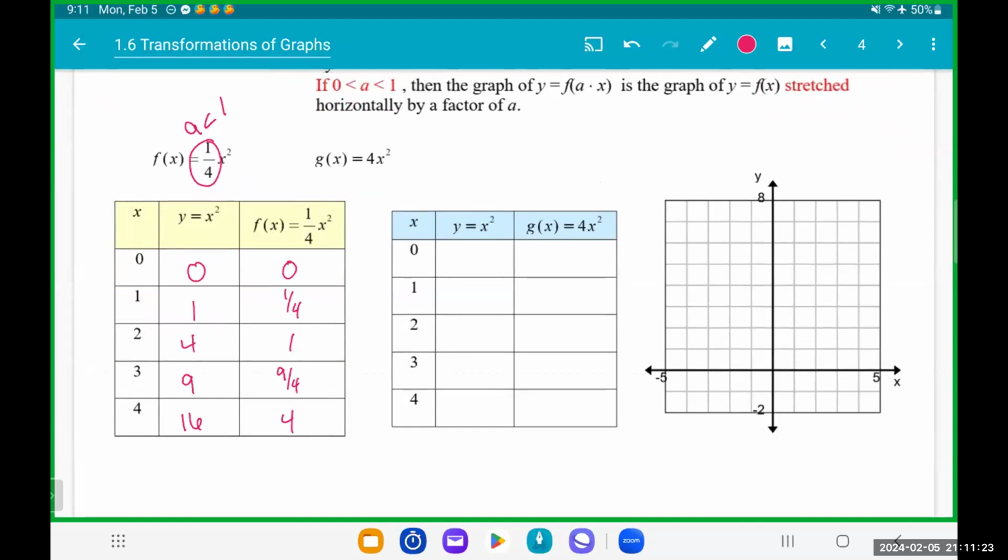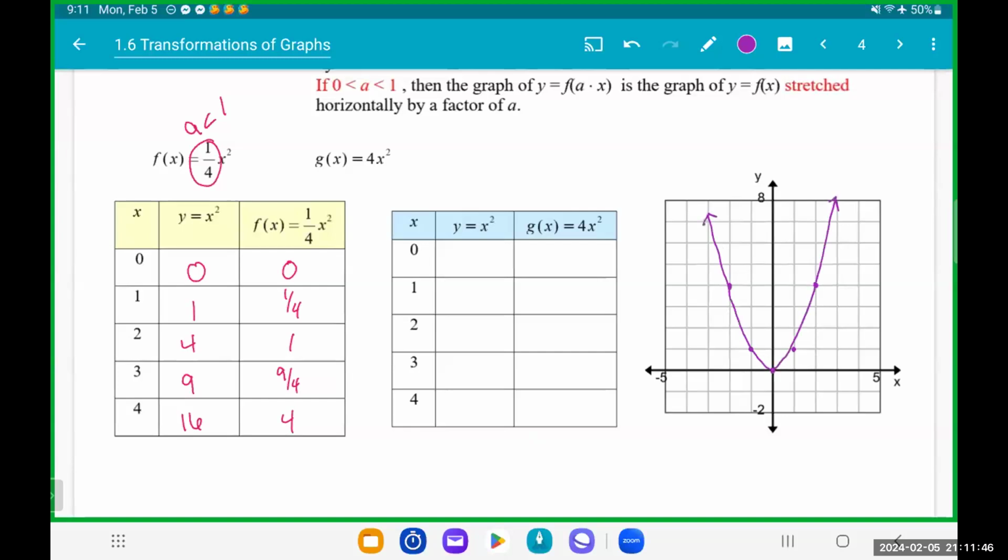So if I do my standard function, 0, 1, 1, 2 is going to be up here at 4. So 1, 2, 3, 4. 1, 2, 3, 4. So this is just my parent function of x squared.